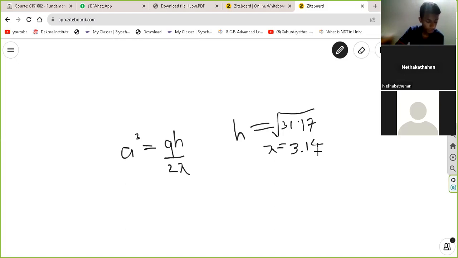Find the value of a to the power 3 to the nearest whole number using the logarithm tables and thereby obtain the value of it. You have to substitute these values and get the answer. I think that is easy for you. So try to solve that part at home. You have to get the answer to the nearest whole number.